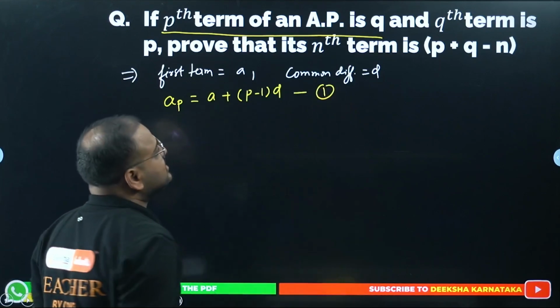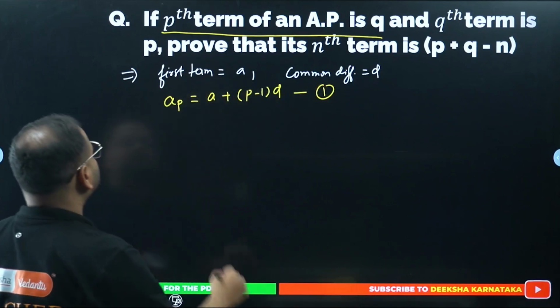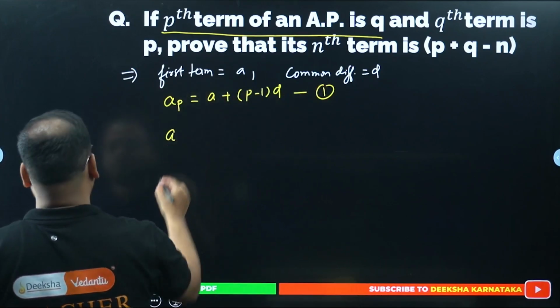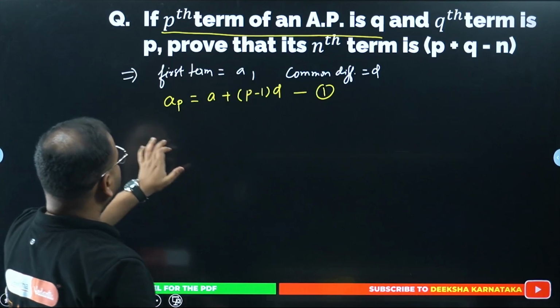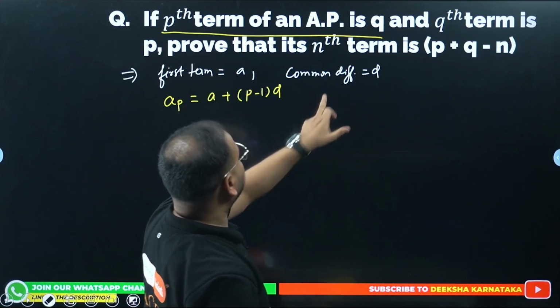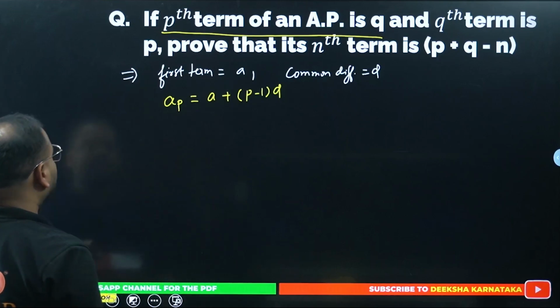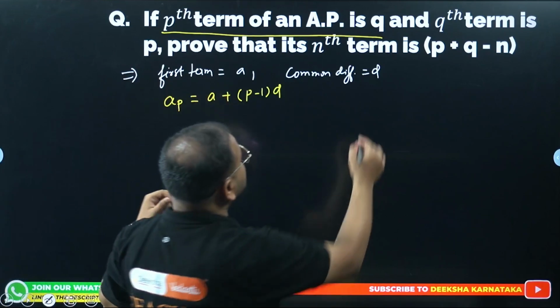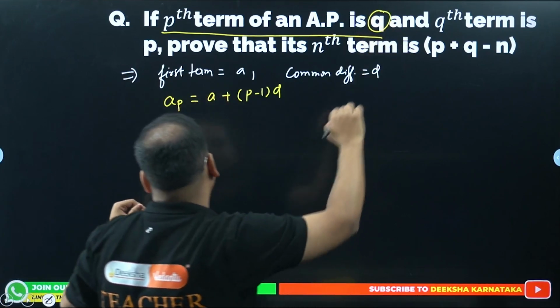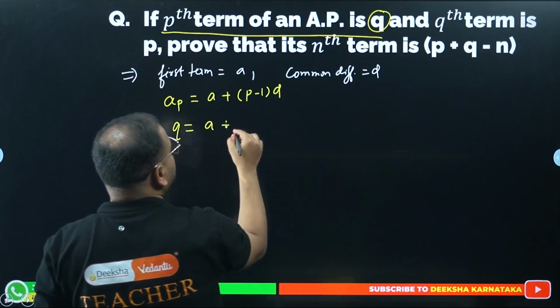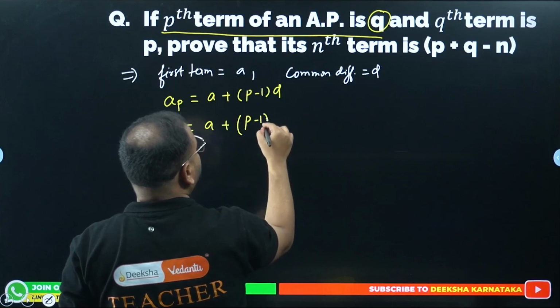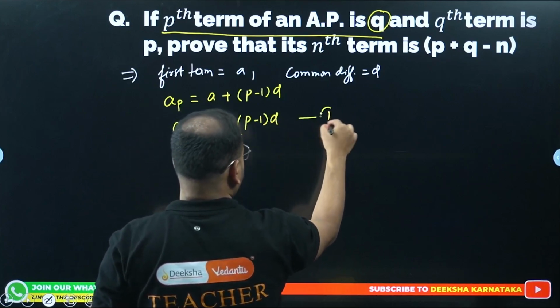First statement is covered. Second statement, qth term is P. Before going to that, this is not my equation 1. I have to write the value which is given. AP is Q. So right here in place of AP, Q equals A plus P minus 1 times D. This is my equation 1.